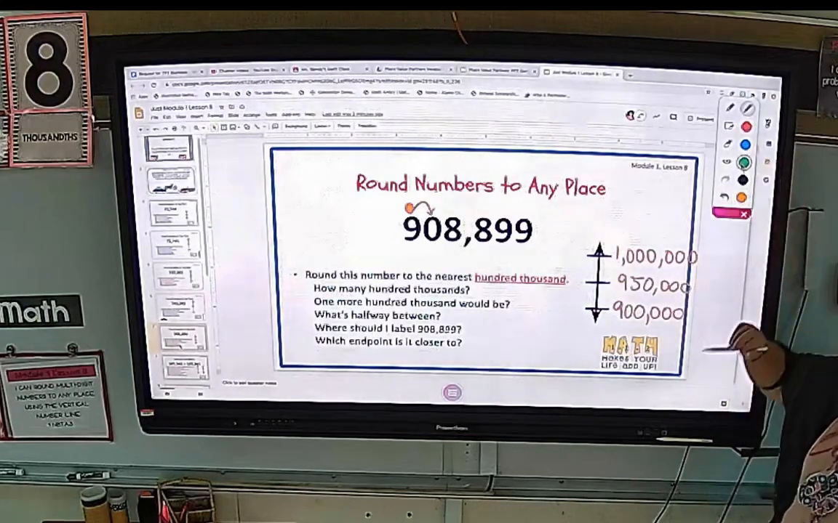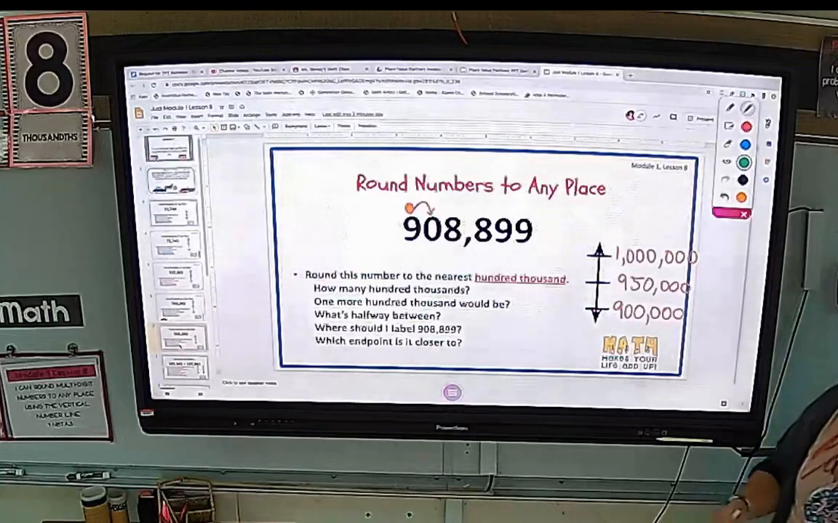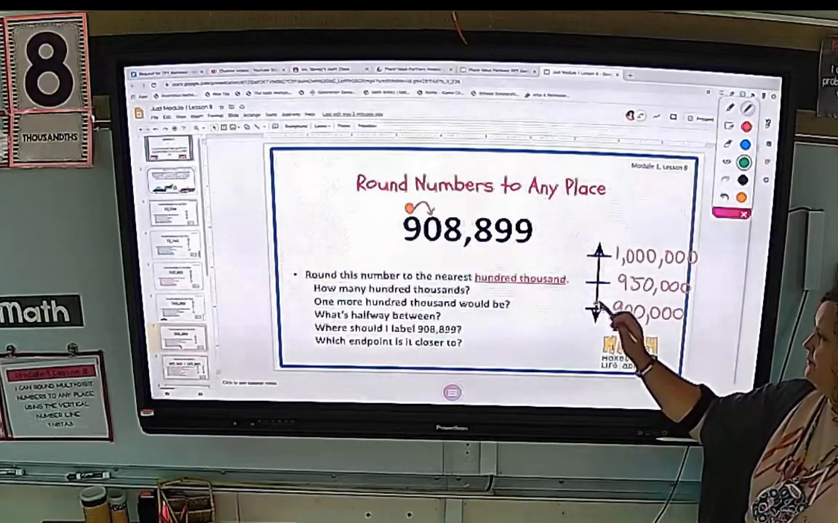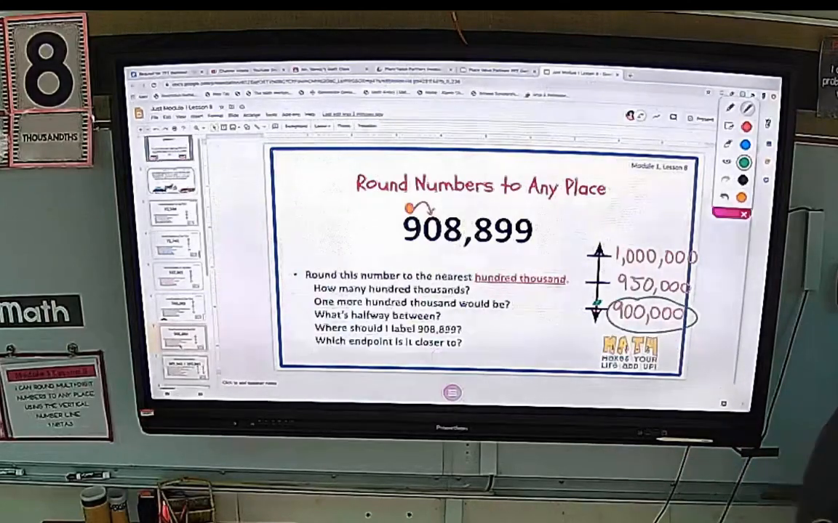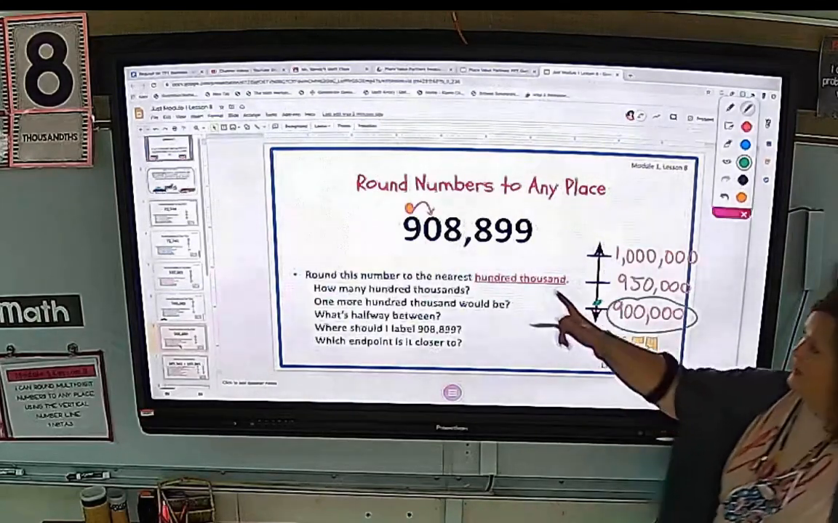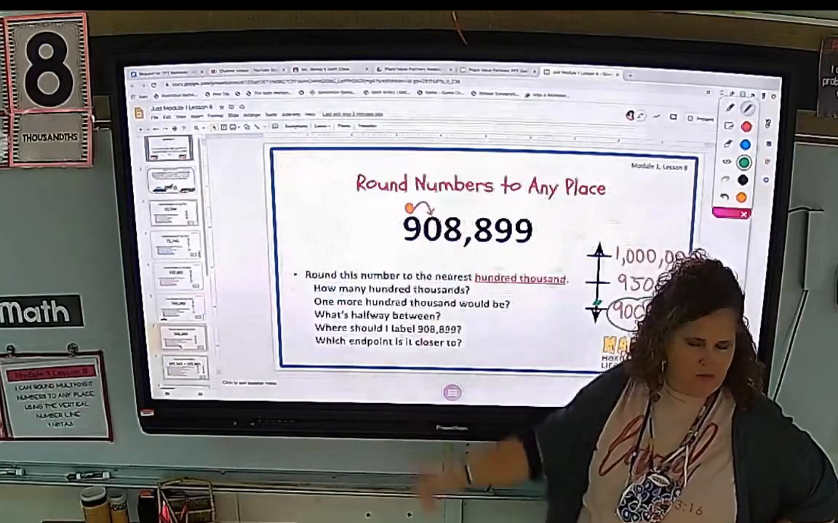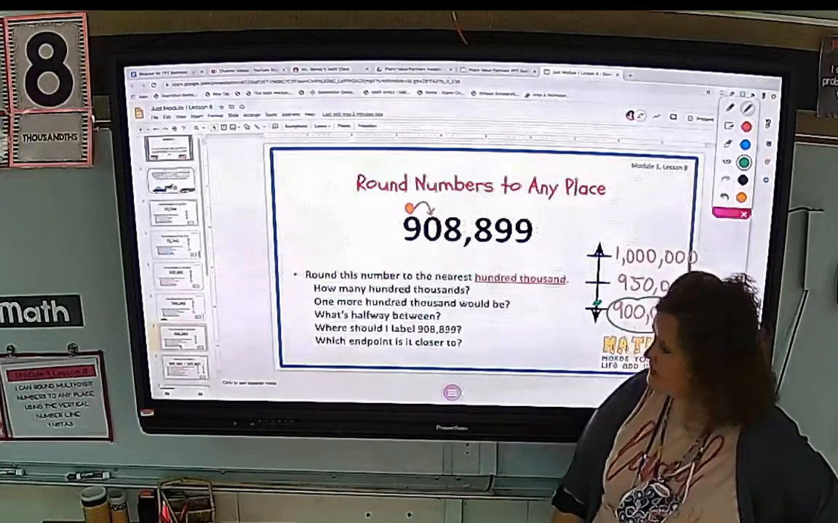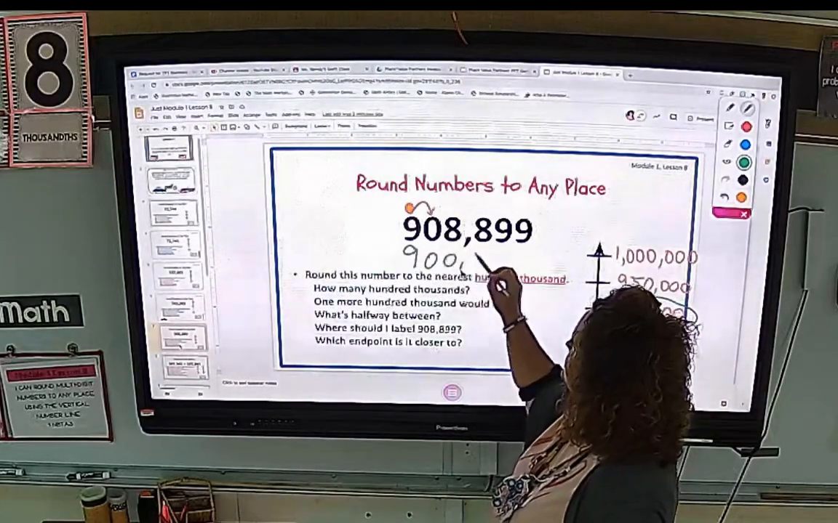If you put the dot in the right place, would it be in the top half or the bottom half? Definitely the bottom. So this is closer to 900,000. Okay. If you did it the other way, is that 0 going to push that 9 up to a 10? No. So it's going to stay a 9 and everything else becomes a 0.